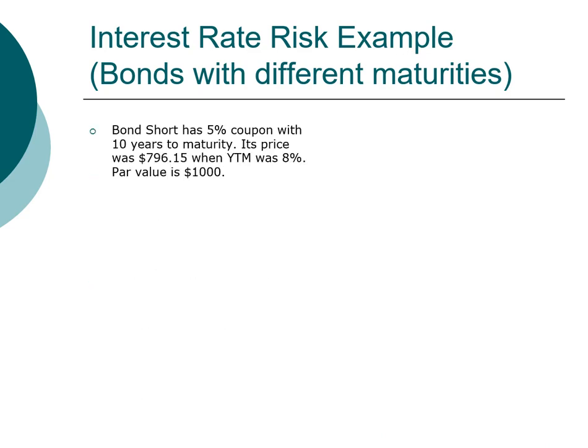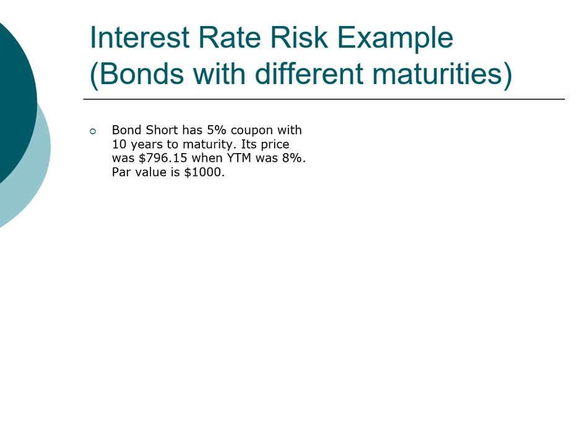is a short-term bond. It has a 5% coupon with 10 years to maturity. The price was $796 when the yield to maturity was 8%. And the face value of the bond is $1,000. So we have all the information we need.